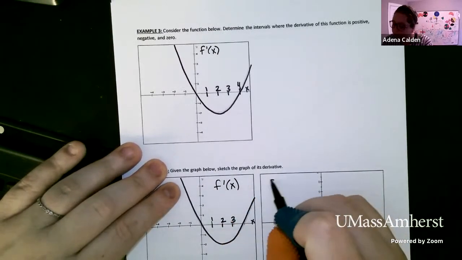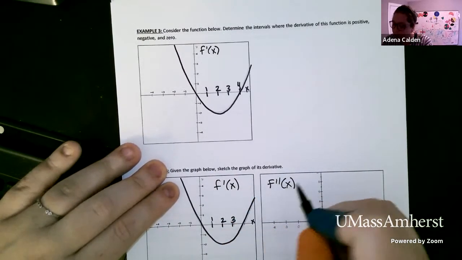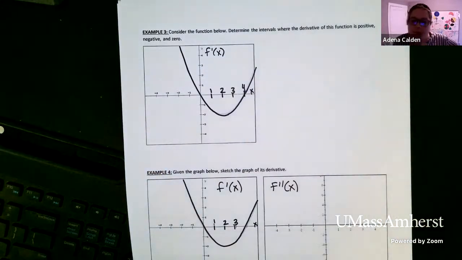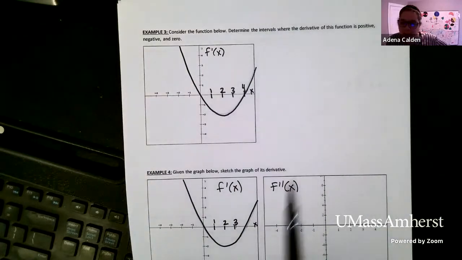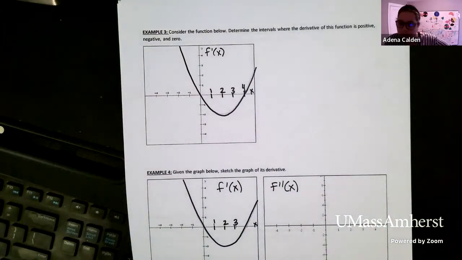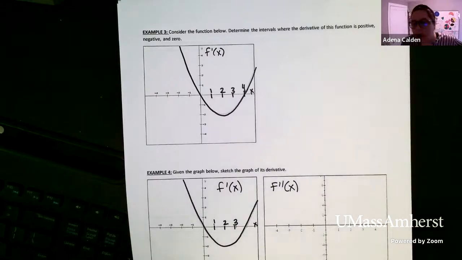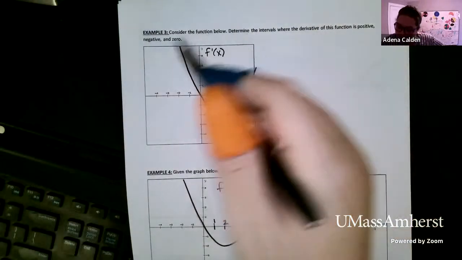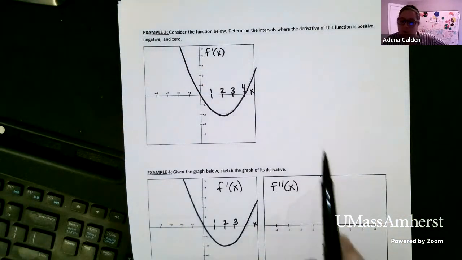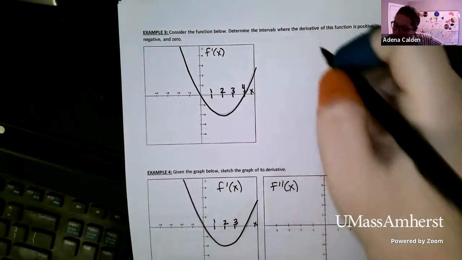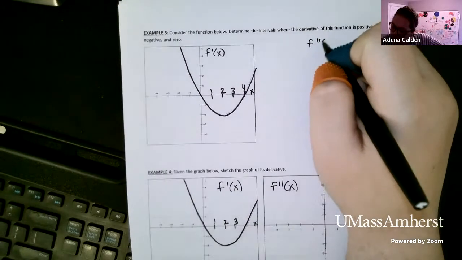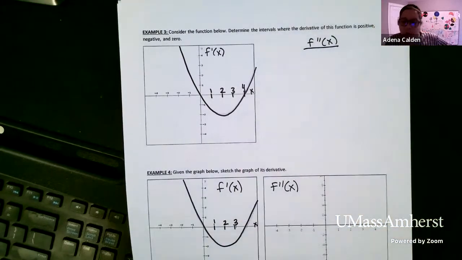Okay, and just like before, once we figure out where the second derivative is positive, negative, and 0, we then want to try to graph it based on these properties. So I'm going to give you another 3 minutes. I want to do the same analysis on the first derivative graph to get information about the second derivative and see if you can graph that. Okay, so take 3 minutes and then we'll go through it together.